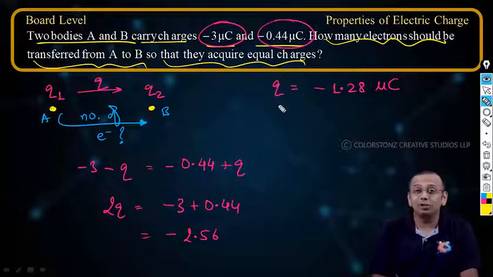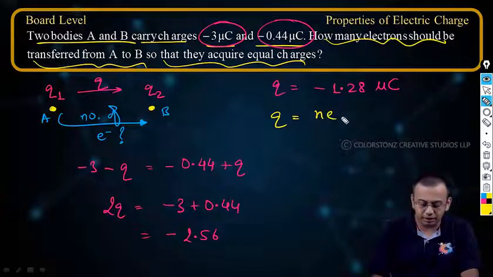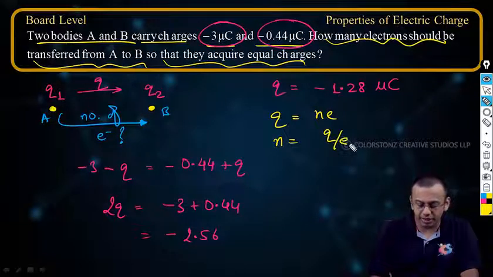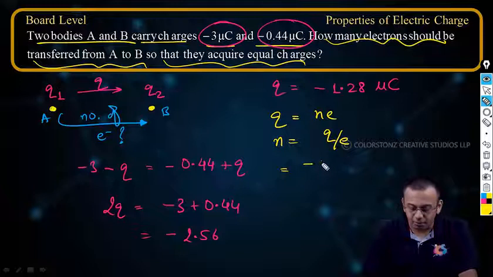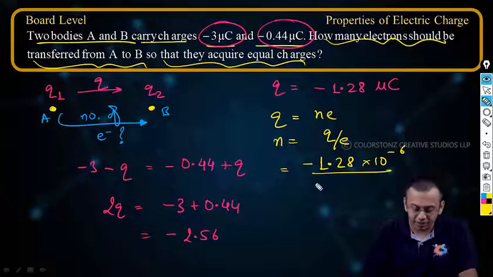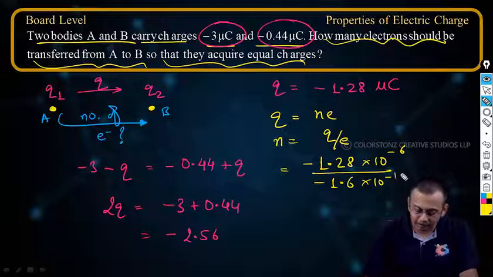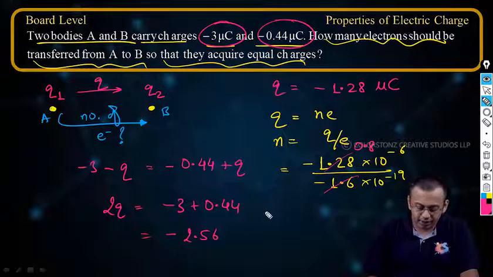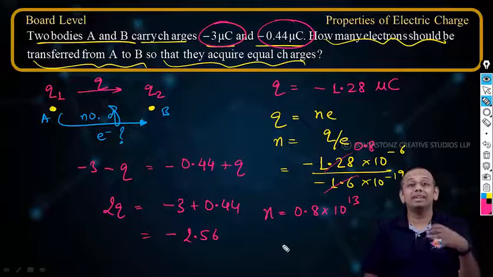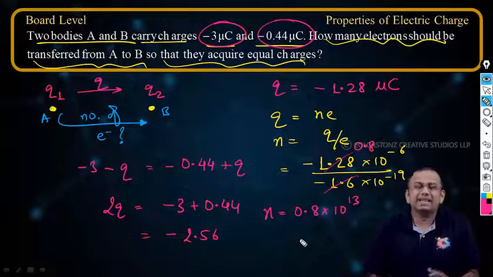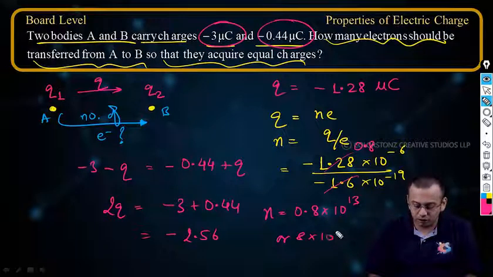This charge is equal to Ne, Q equal to Ne, and therefore N is equal to Q by E, just like we solved in the previous question. Minus 1.28 into 10 power minus 6. Here we'll have to take minus e, so minus 1.6 into 10 power minus 19. Simple calculation. If we cancel 1.28 and 1.6, we get 0.8 here. So we get the final answer as 0.8 into 10 to the power 13. These many electrons must be transferred. In scientific notation, I can write 8 into 10 to the power 12.